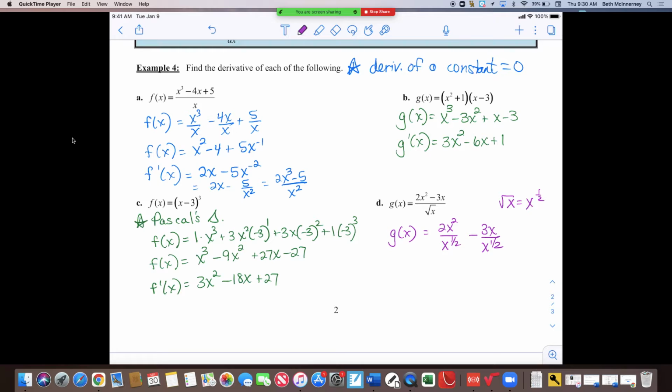I'm still not ready for my power rule. How can I simplify 2x squared over x to the 1/2? Use our basic algebra 1 exponent rules. You subtract the exponents. So I'm going to pause a moment, let you simplify g of x to put it in power rule form, and then find the derivative. Okay, so subtract your exponents.